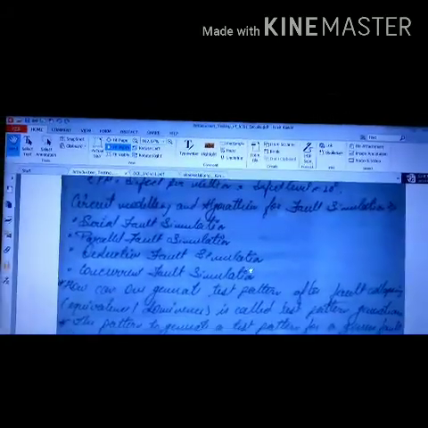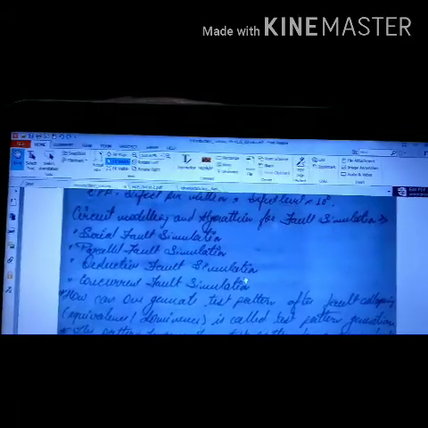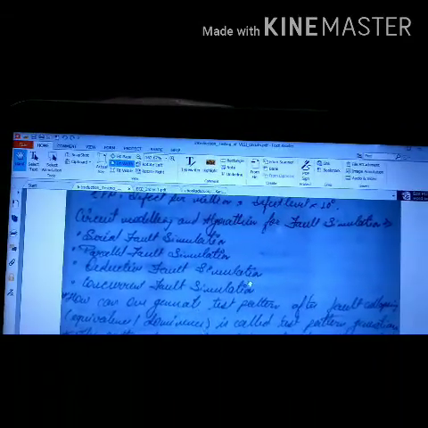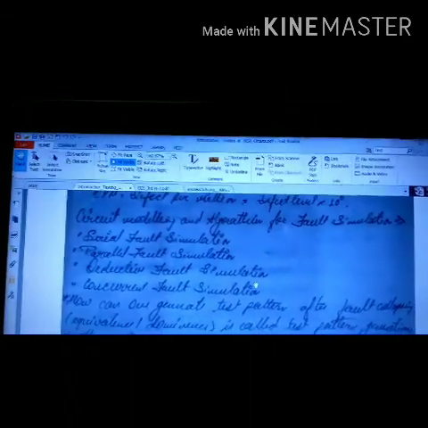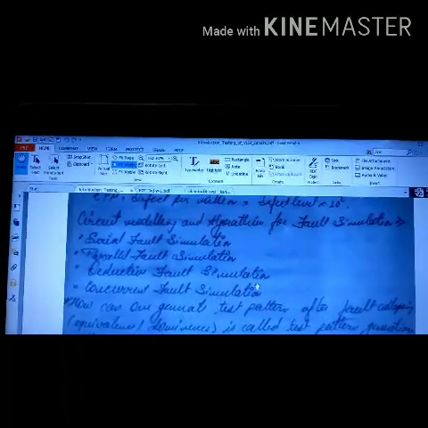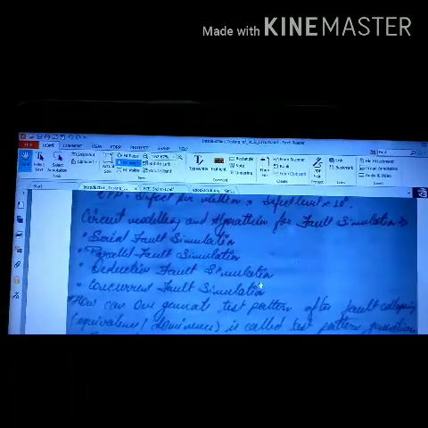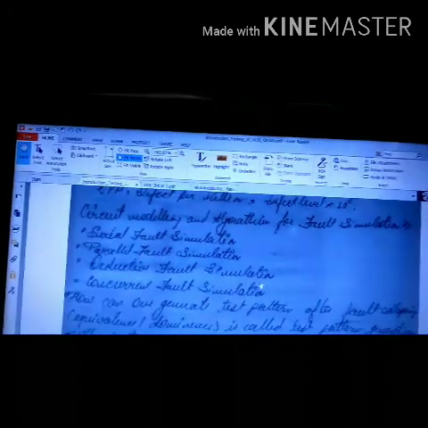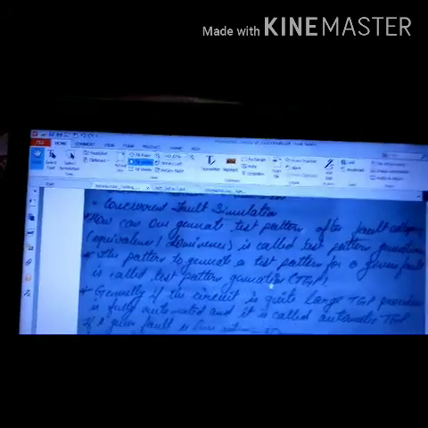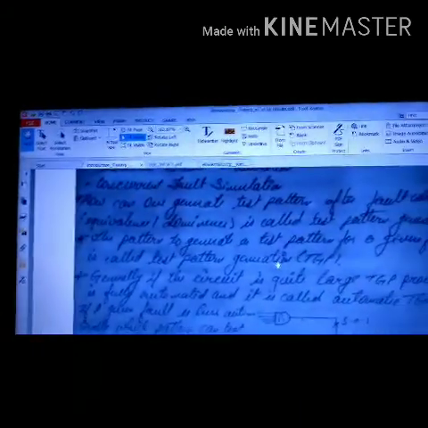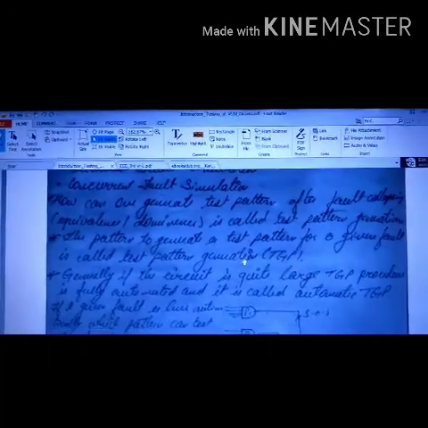So there are circuit modeling and algorithms for fault simulation. These are serial fault simulation, parallel fault simulation, deductive fault simulation, and concurrent fault simulation. Okay, how are they related? We will be seeing them one by one, if the syllabus coverage allows us. Okay, so let us see.